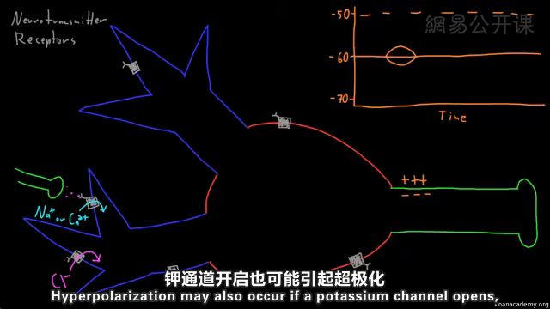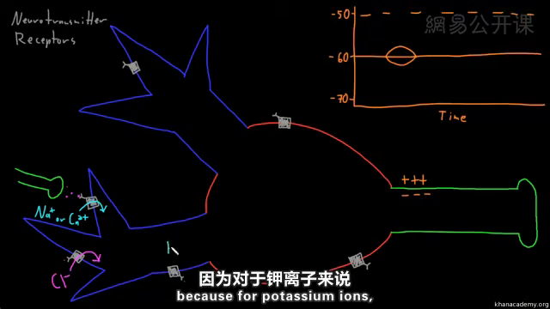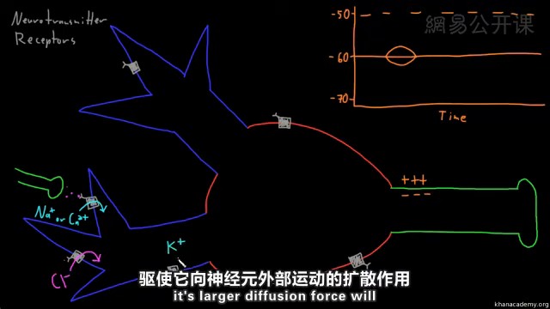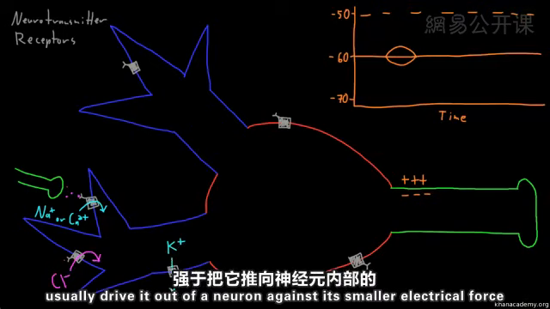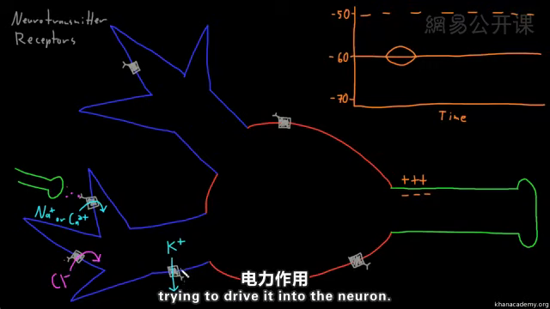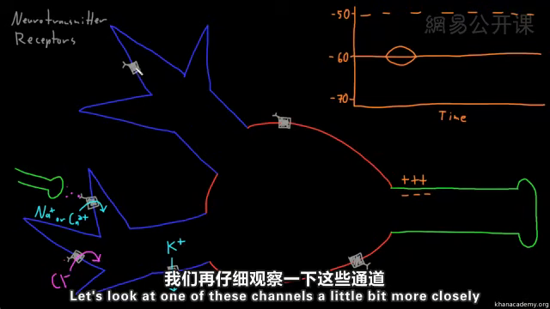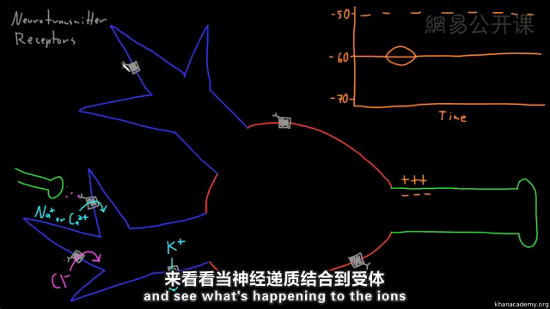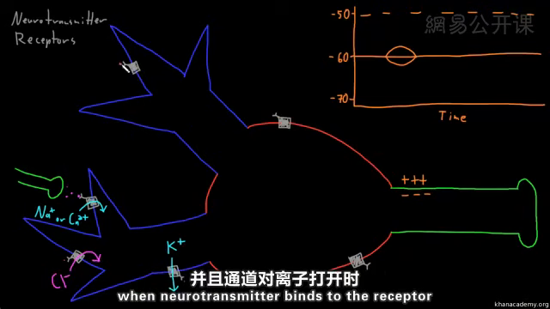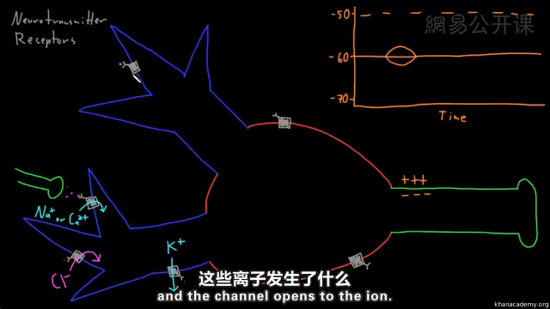Hyperpolarization may also occur if a potassium channel opens, because for potassium ions, its larger diffusion force will usually drive it out of a neuron against its smaller electrical force trying to drive it into the neuron. Let's look at one of these channels a little bit more closely and see what's happening to the ions when neurotransmitter binds to the receptor and the channel opens to the ion.